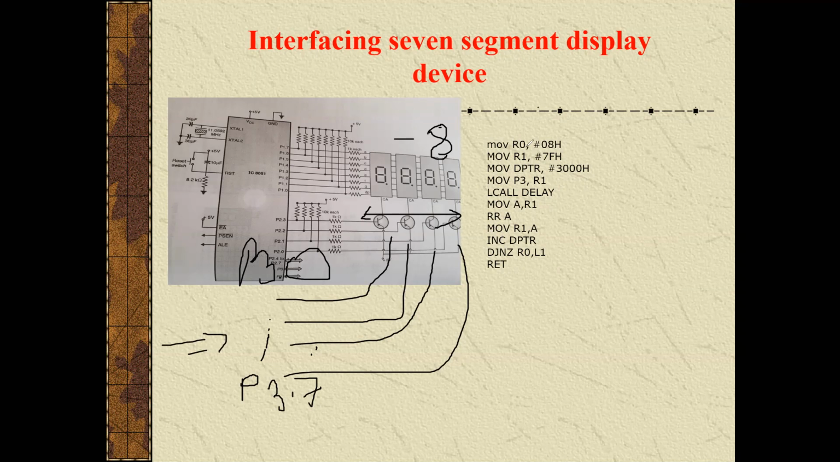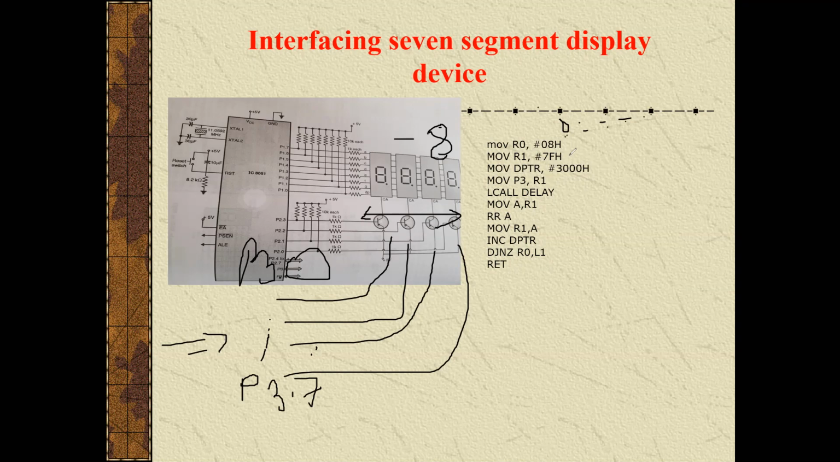So here we have loaded R0 with 08H, which indicates 8 bits. So we have to set our counter to 8 bits. Then we are moving 7FH. This is the pattern from which we are going to start displaying, and we are loading the address from where the message should be displayed. So this is the address from which the message should be displayed.